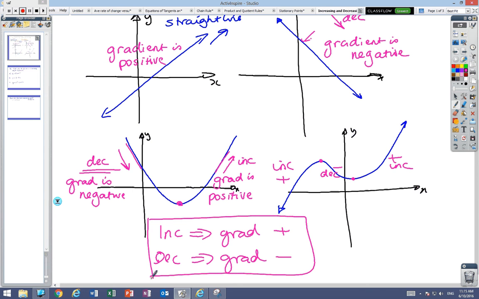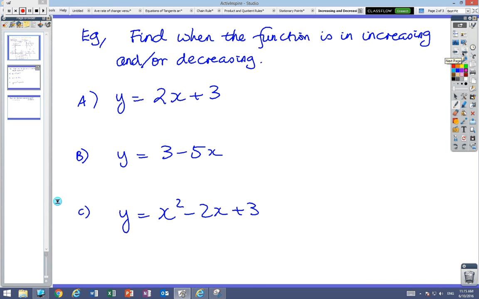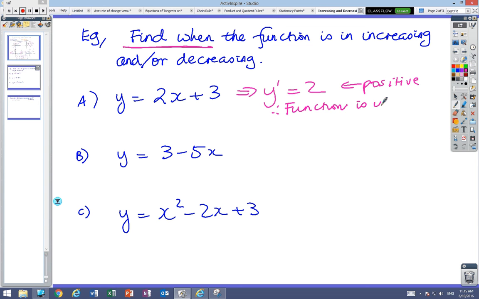Copy that, come across when you're ready. So let's have a look at some different things, and this time we're going to try to find when it happens. So first one, y dash equals 2. Now 2 is a positive number, so therefore the function is increasing for all values, because we don't have any change, it's going to be positive all the time.